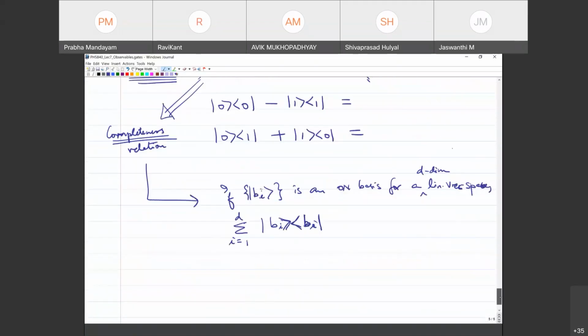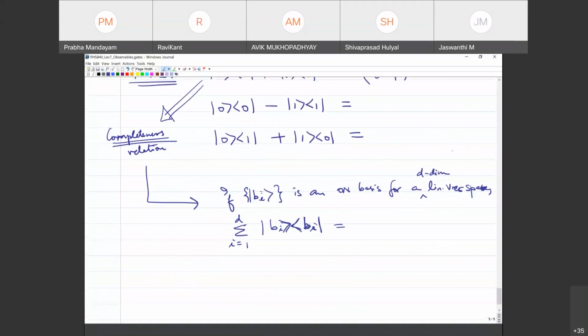Then this essentially gives me what? The D cross D identity matrix. Okay, so this is another crucial property of an orthonormal basis. And again, you can easily check this by taking the left-hand side, taking the inner product on both sides appropriately with the ket and the bra, and you will notice that this is indeed the identity matrix, right?